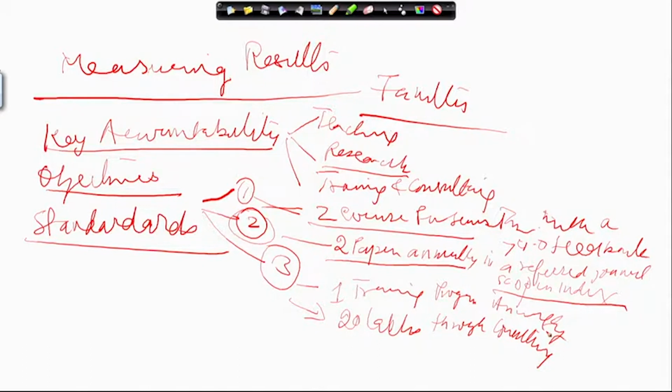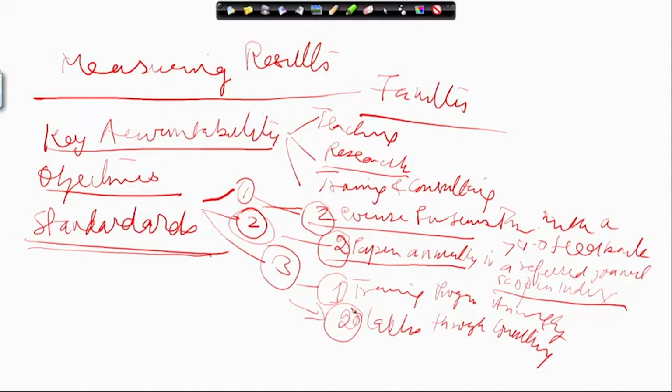You have identified both the objectives, and you have also defined the standards here, right. So when you say 2 courses, it means you have specified the objectives against which your performance is to be evaluated. Publishing 2 papers, that is the performance standard, one training program and 20 lakh revenue generation, that is another standard related to training and consulting.